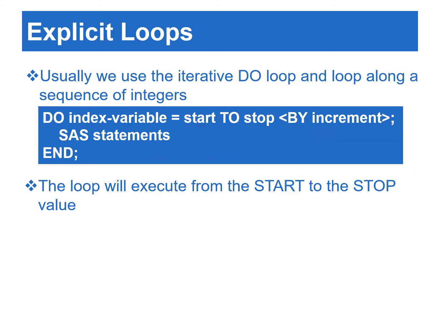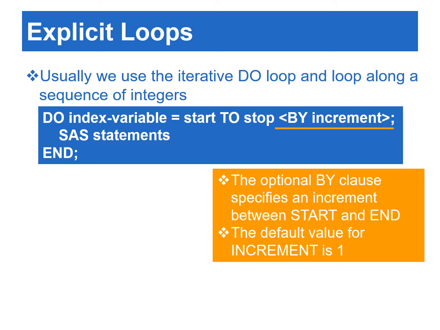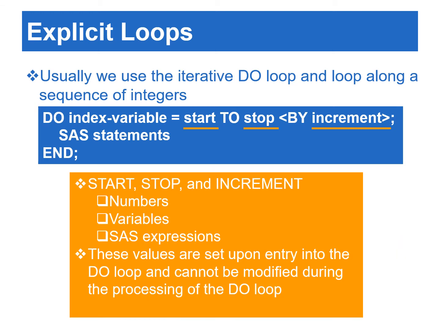More often, we use an iterative do loop to iterate along a sequence of integers. The loop will execute from the start value to the stop value. The optional by clause specifies an increment between start and stop. The default value for the increment is 1. Start, stop, and increment can be numbers, variables, or SAS expressions.